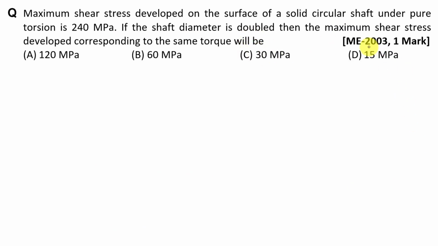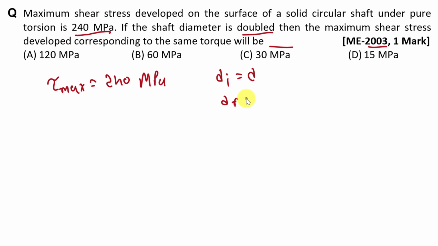Next question is from year 2003. Maximum shear stress developed on the surface of a solid circular shaft under pure torsion is 240 megapascal. Value of tau maximum is 240 megapascal. If the shaft diameter is doubled, then the maximum shear stress developed corresponding to the same torque will be dash. Let's say initial diameter is d, then final diameter will be 2d, right? Because shaft diameter is doubled.